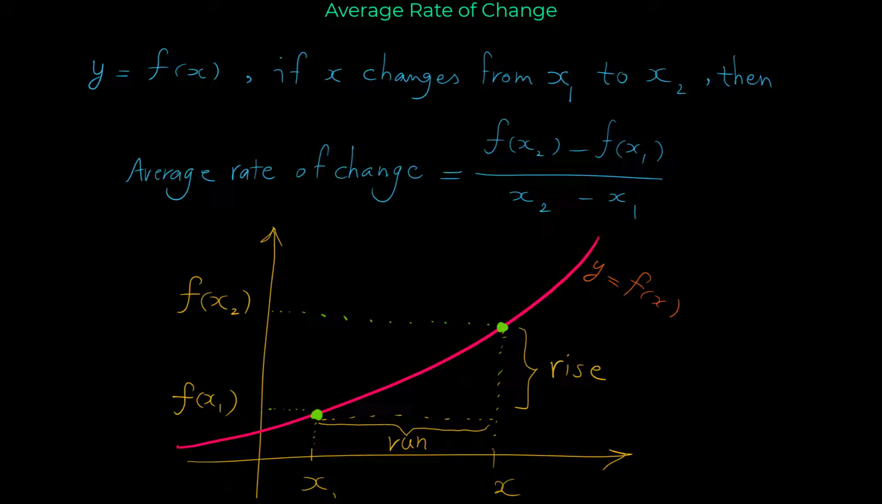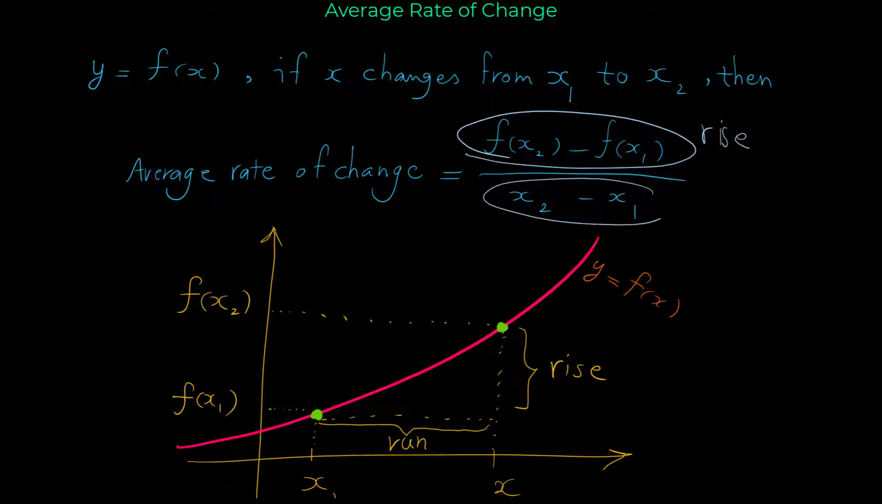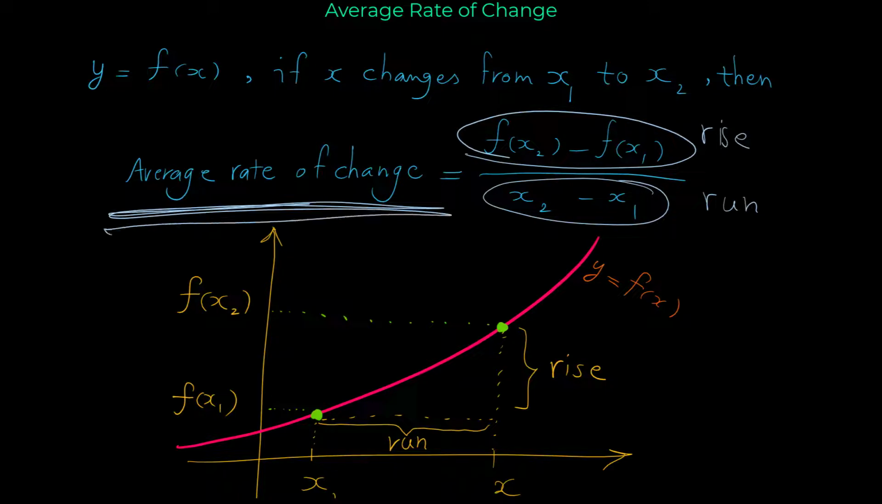But basically, this formula should be familiar to you. If you remember, the f of x2 minus f of x1 is like y2 minus y1, and it should remind you that this is rise and x2 minus x1 is like run. So basically, average rate of change of a function shows the ratio of the rise over run.